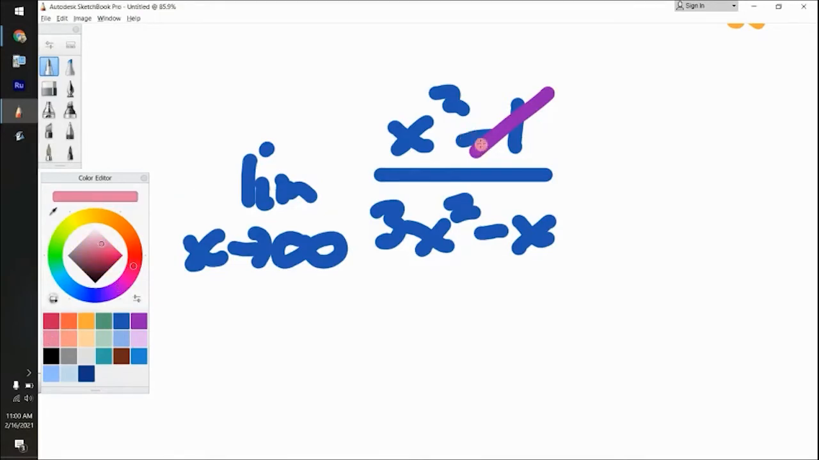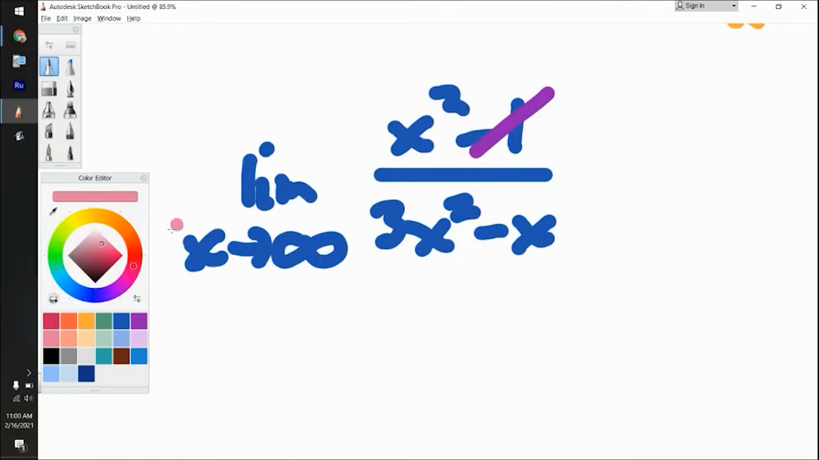It's a 1. This x is infinity, that x is infinity, that x is infinity. You can't get rid of infinity, but you can get rid of a 1 because it's just 1. It doesn't change with infinity. So we're just going to get rid of it. Now, this makes the math a lot easier.